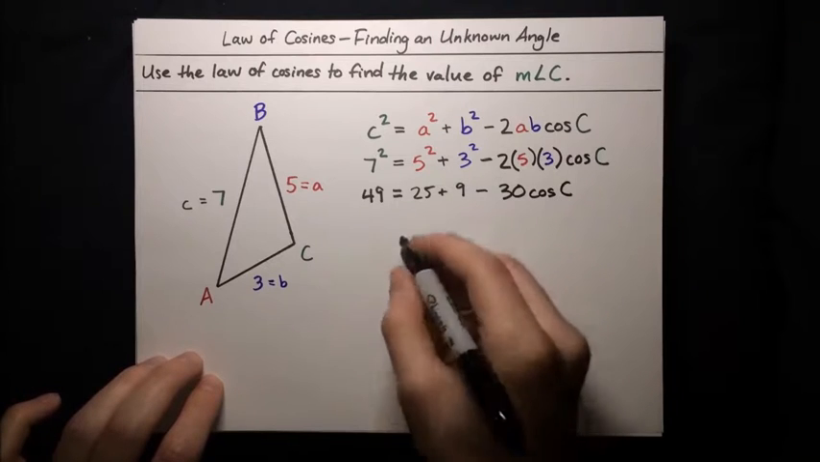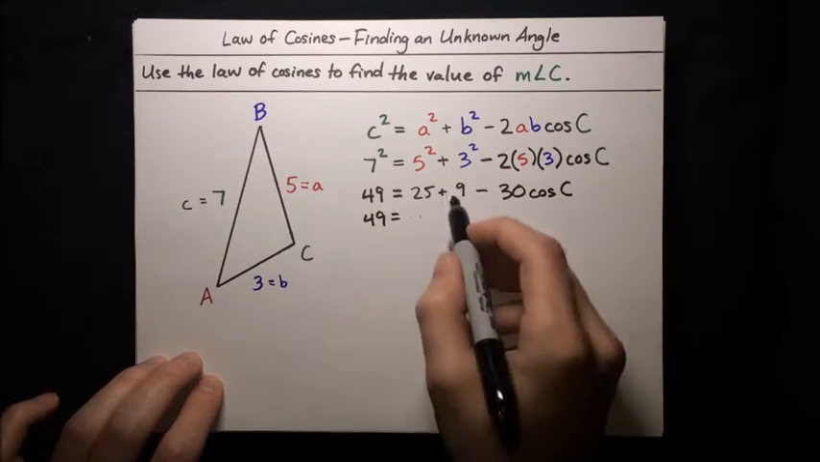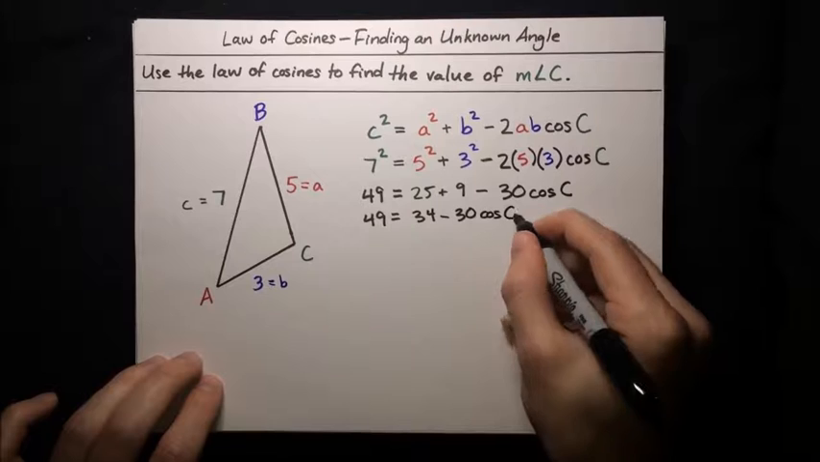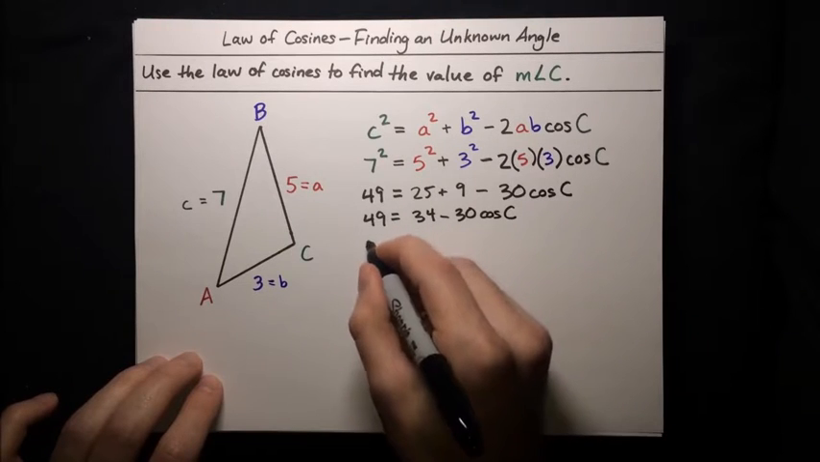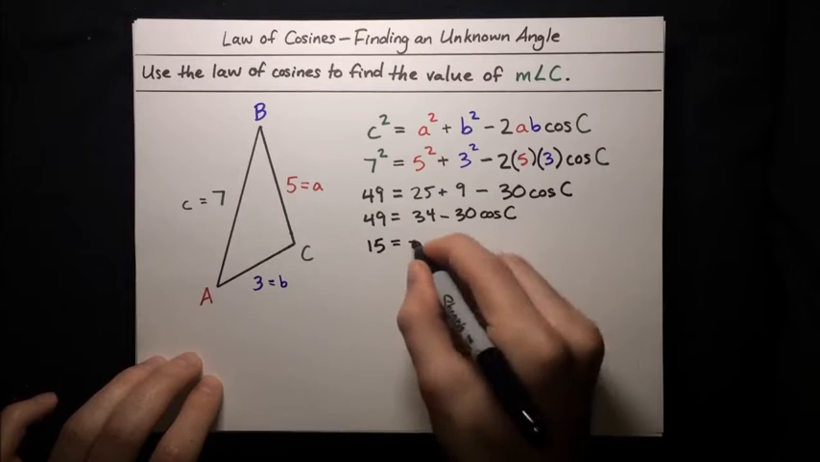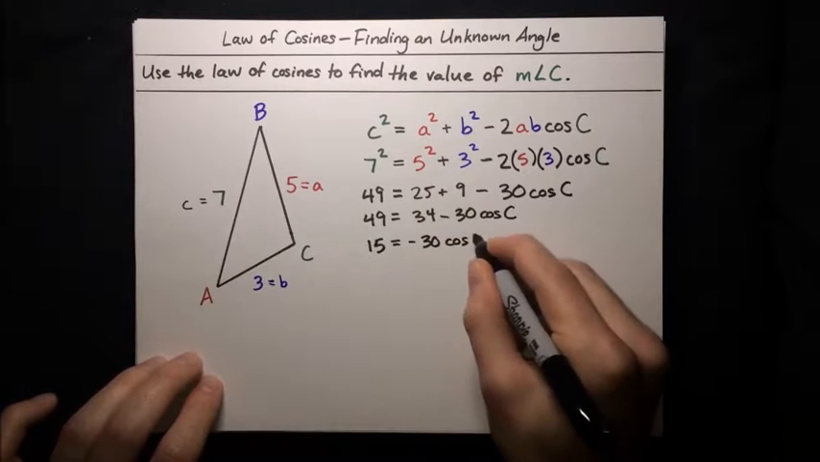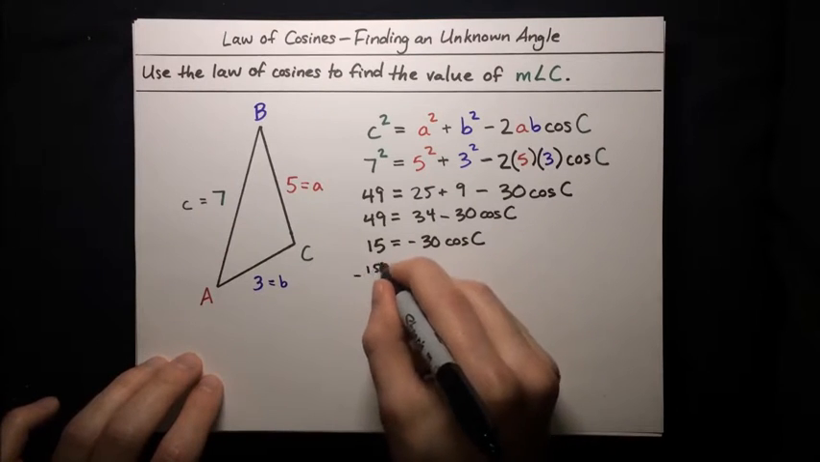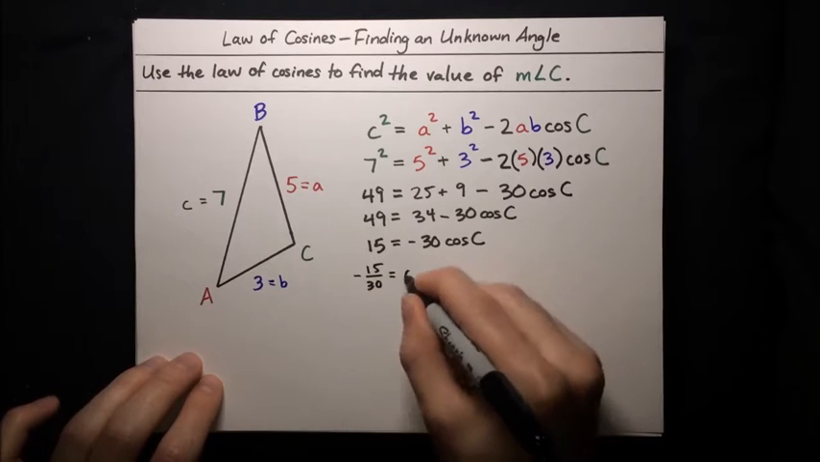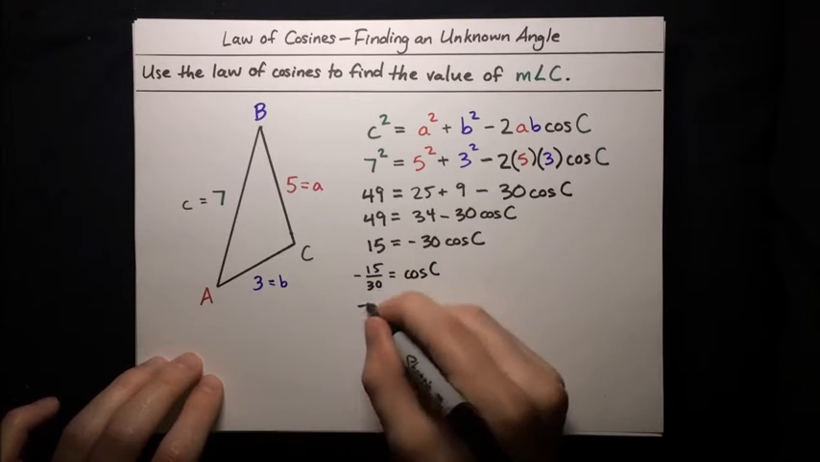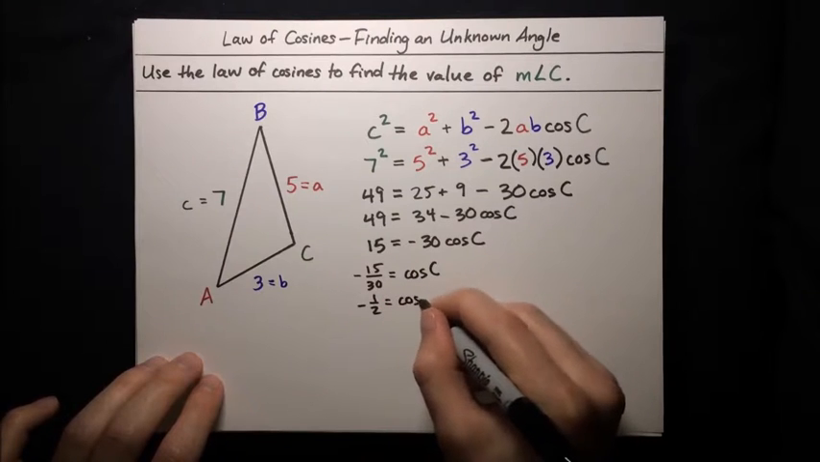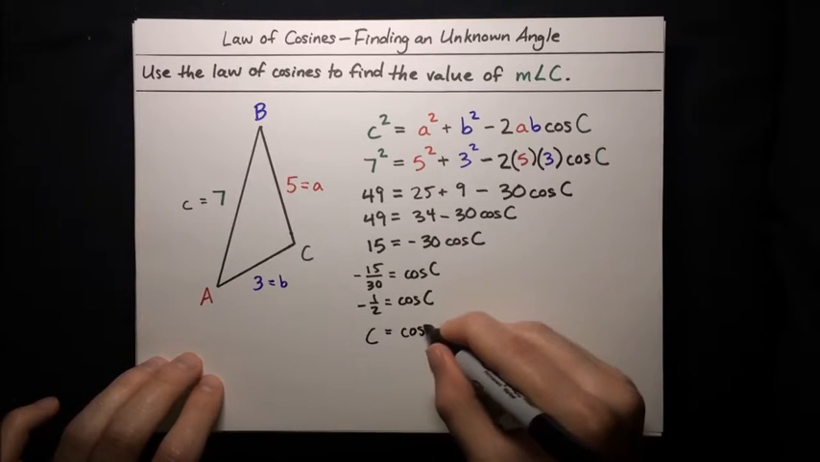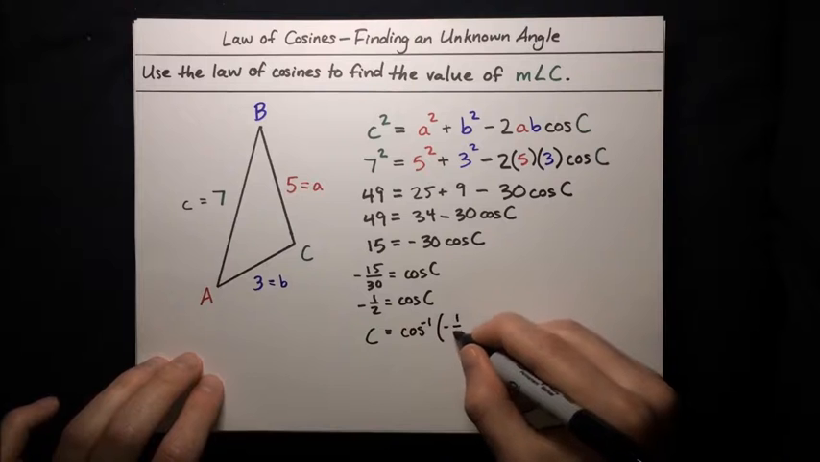Okay, let's keep on simplifying this. So 49 is equal to 25 plus 9, that's 34, minus 30 cosine of angle C. Now subtract 34 from both sides, and you get that 15 is equal to negative 30 cosine of C. So divide both sides by negative 30. So negative 15 over 30 is equal to cosine C. We can simplify that a bit. Negative a half equals cosine C, and then you can just take the inverse cosine. So C is equal to inverse cosine of negative a half.